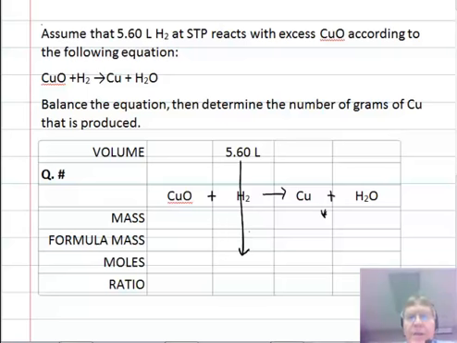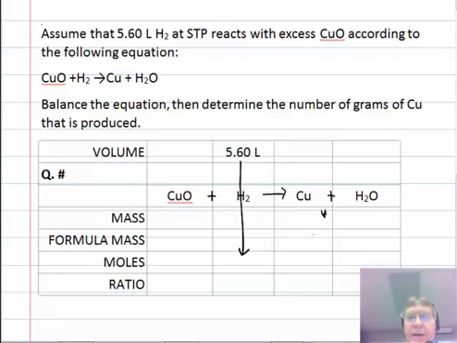Okay, so we're going to skip over the mass. We're going to use the number 22.4 anytime you do this. You can also go from moles to volume, again, by using the number 22.4, and it's the same rule that we had before. Divide down, multiply up. So we're going from 5.60 liters to the number of moles. We would simply divide that by 22.4.